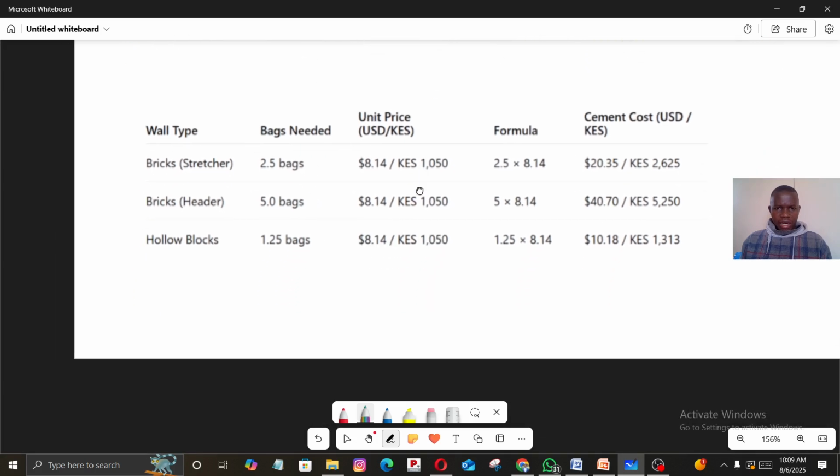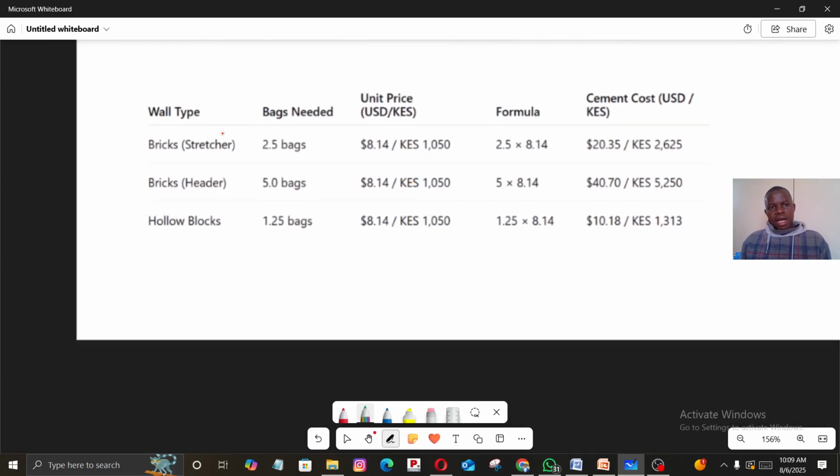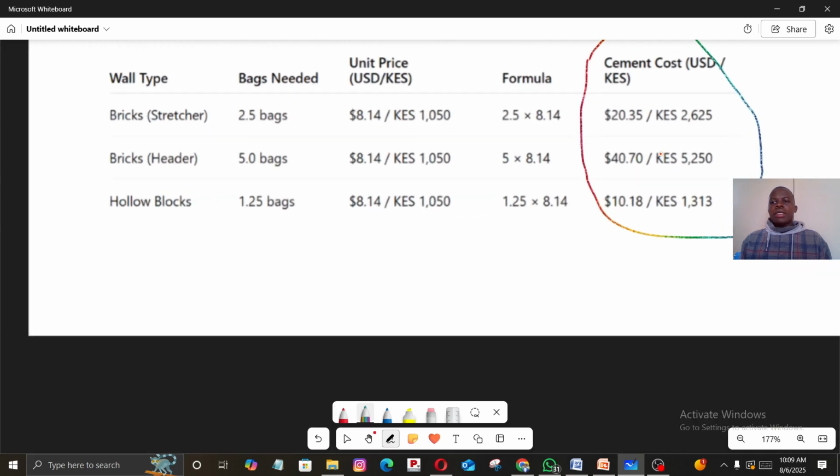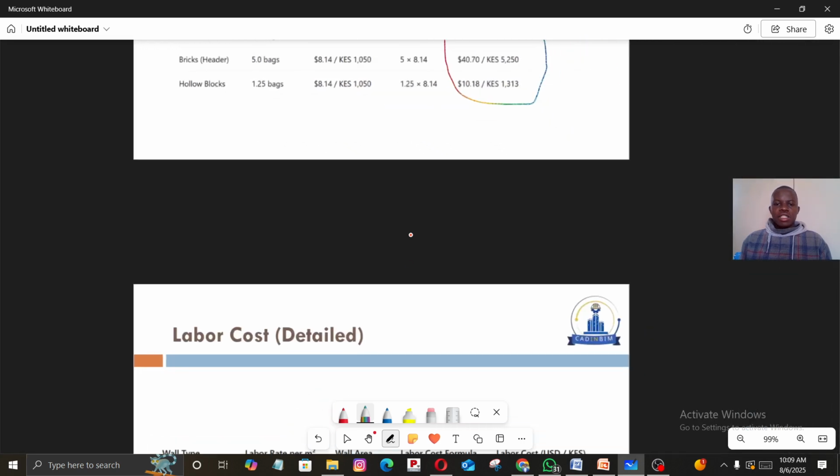So you have just created a table whereby we can now get the total cost of cement. It is the number of bags multiplied by the unit price, which I've given you the formula for, and this is what we have as our cement cost. So cement cost plus clay brick cost, you can now have your material cost here.